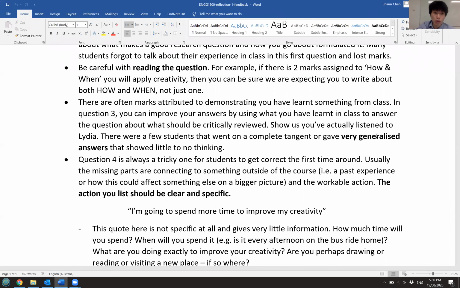And a lot of students only wrote how they're going to do it. They never gave a time frame of when they're going to apply this newfound process that they reflected on to improve their creativity. The next point is about question 3.